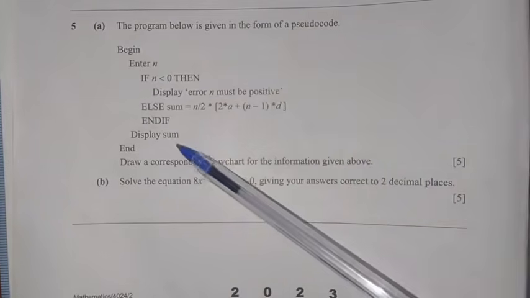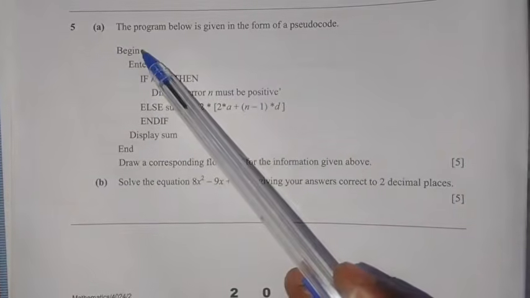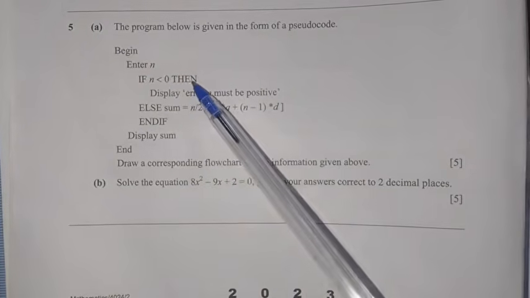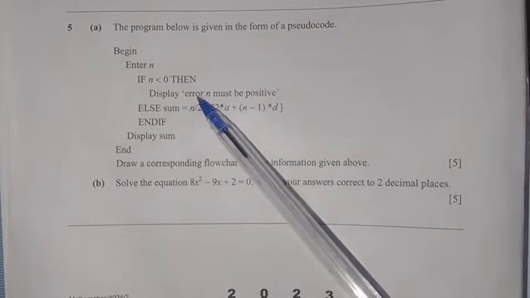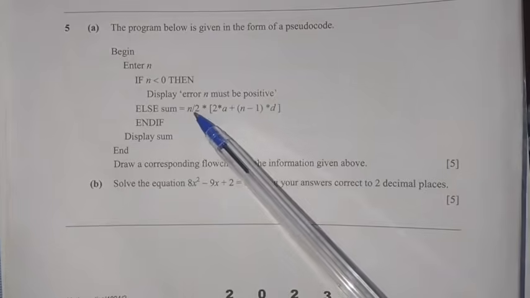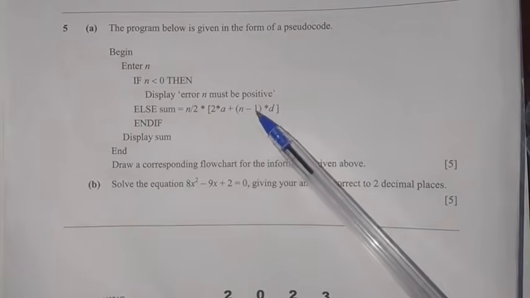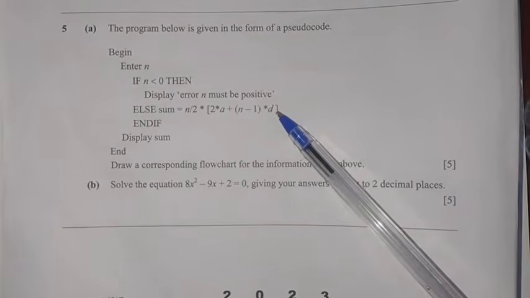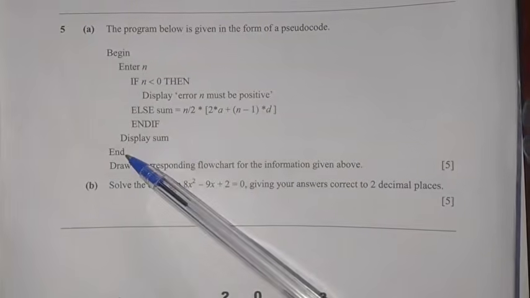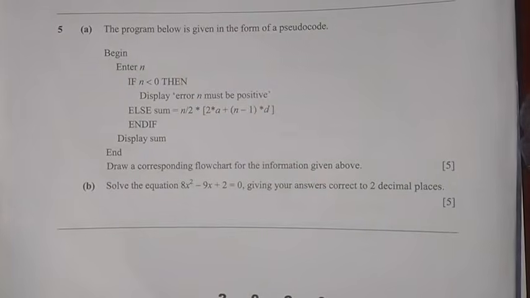When you look at this pseudocode, here there is the beginning of the program. There is begin, then there is enter n, then there is if n less than 0, then display error, n must be positive, else sum equals n divided by 2 times open square bracket 2 times a plus, in brackets, n minus 1 close, times d, close square bracket. And then display sum, then end of the program. So how can we show this information using the flowchart?